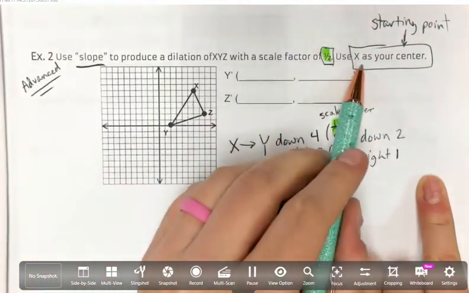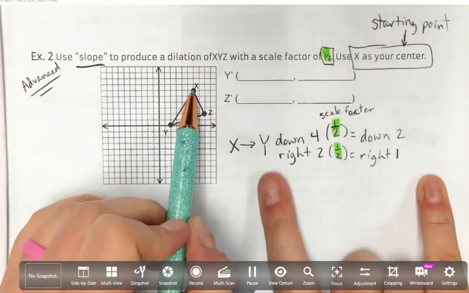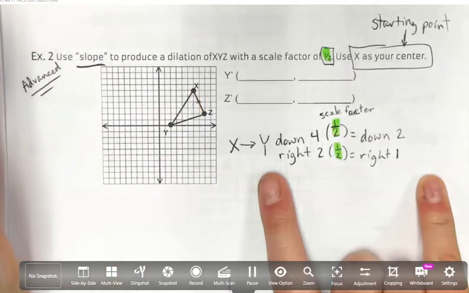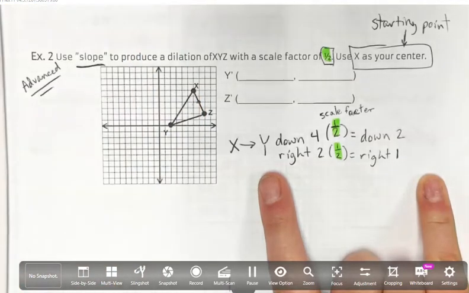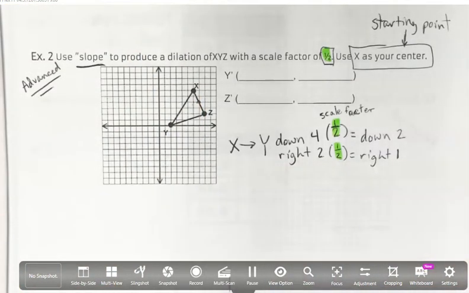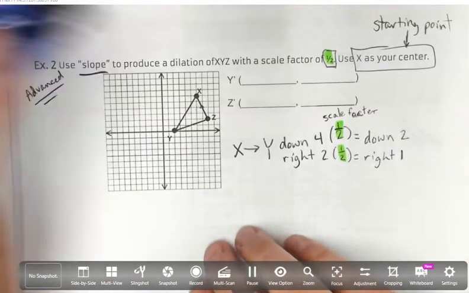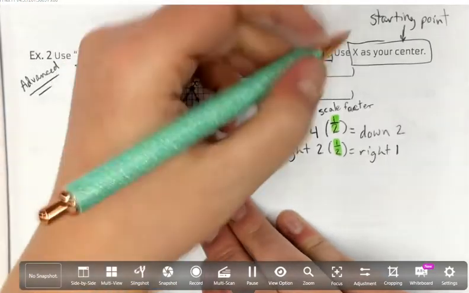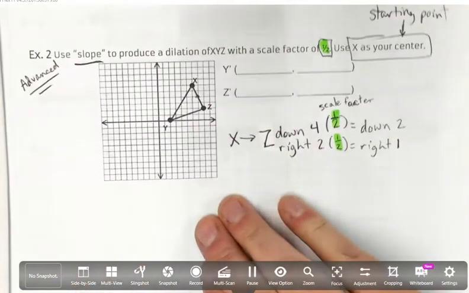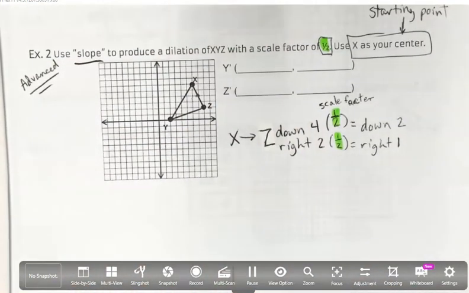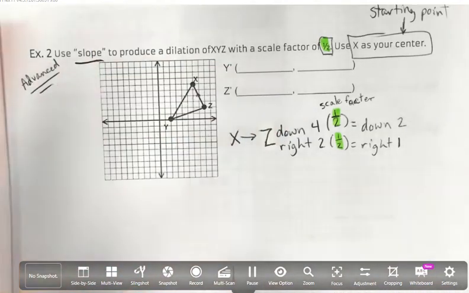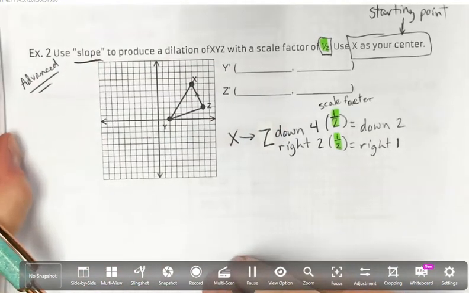So starting from x, I am now only going to go down 2 and over 1. Oh, you know what? This is all sorts of messed up. We're going to change this to z. All right. I was counting from x to z, but I wrote x to y. So just change that to z, and we'll be good.